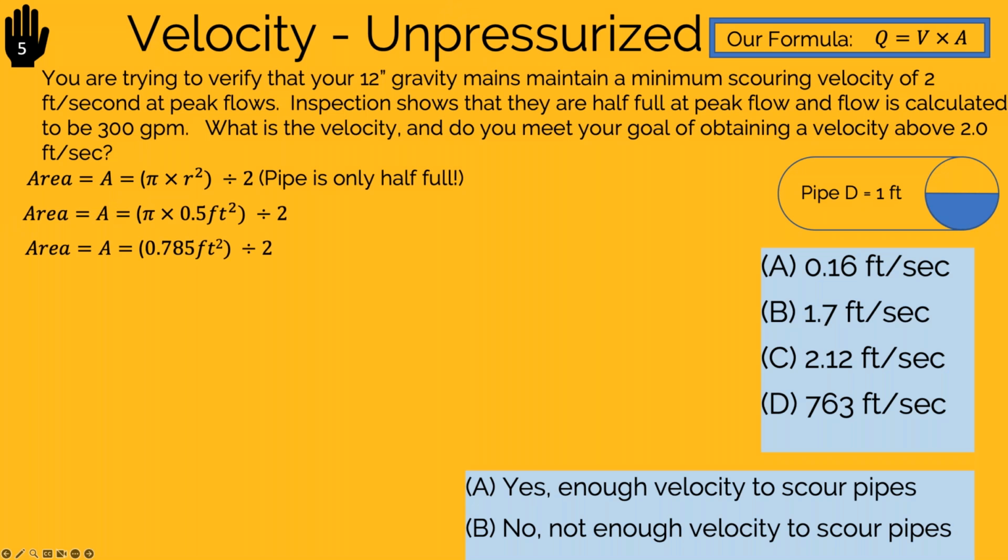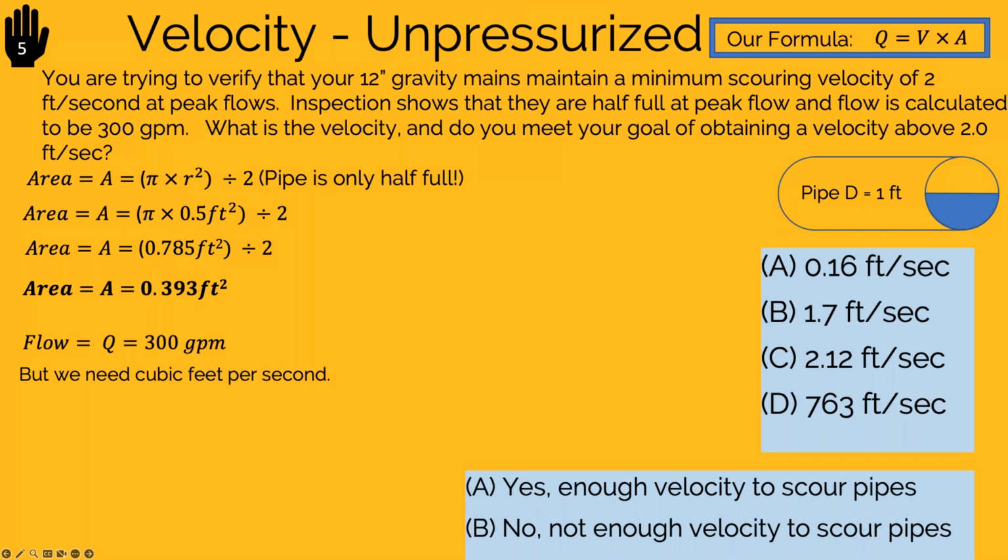So we work that out. We actually end up with an area of 0.393 or 0.39 feet squared. So now we've got our area. They've given us the flow Q, but it's in gallons per minute, and we have to get it into units of cubic feet per second so that the math works easily. So our next step is going to be changing that from gallons per minute to cubic feet per second.